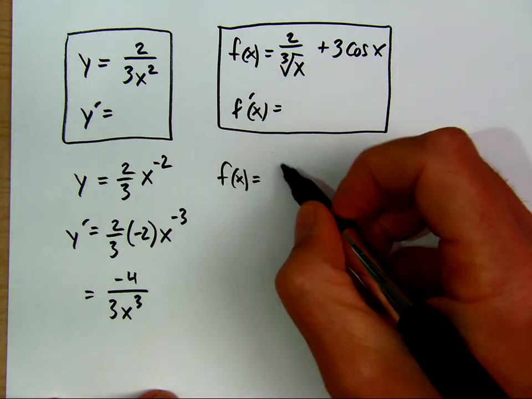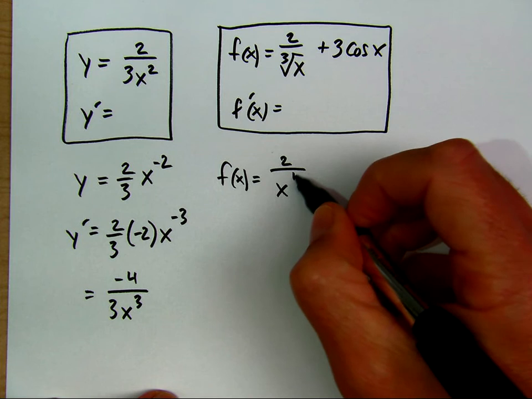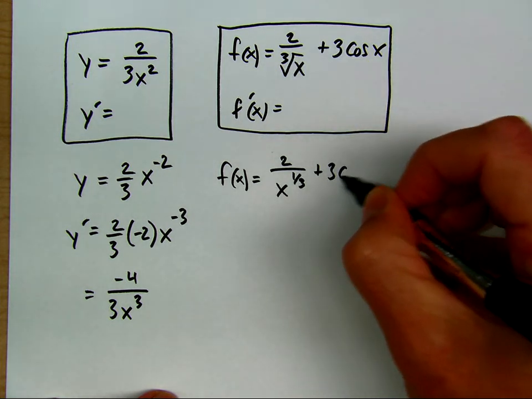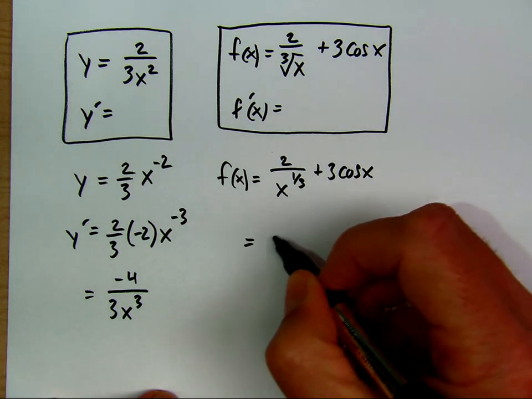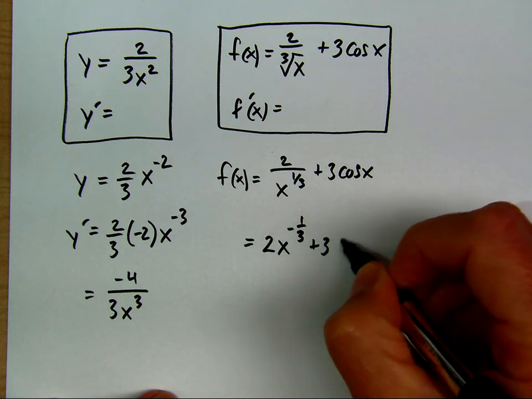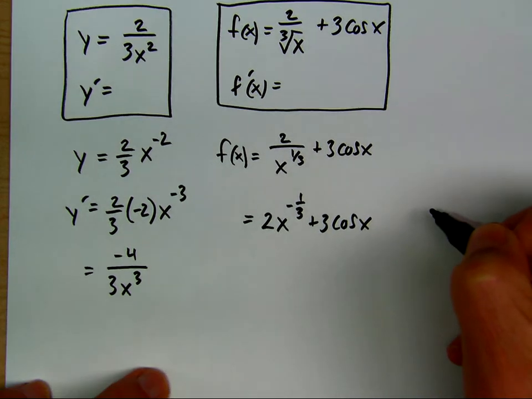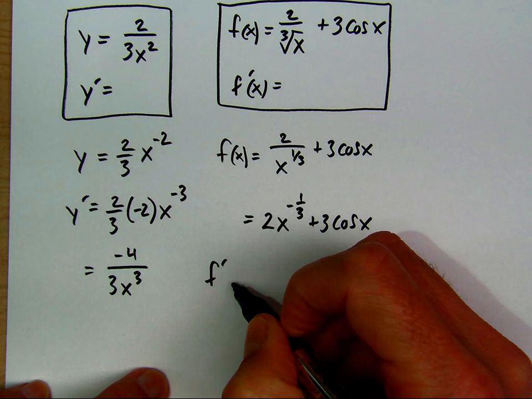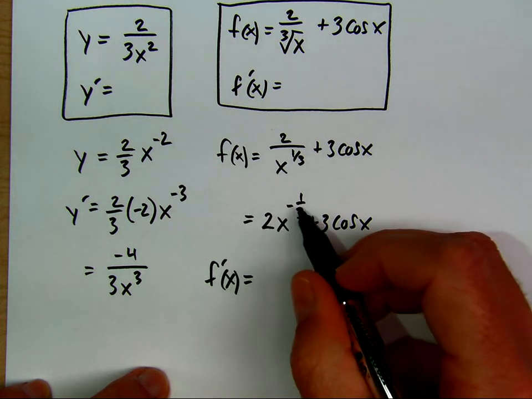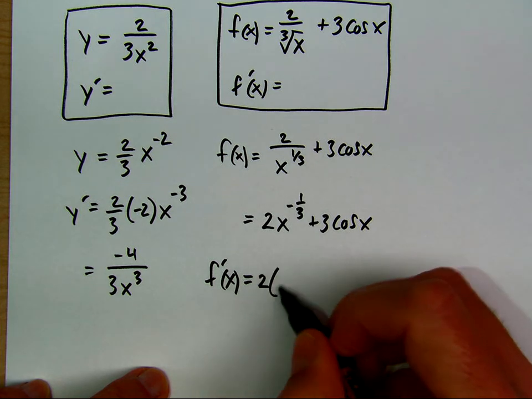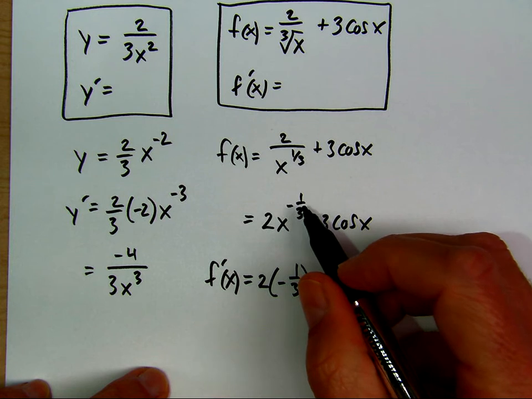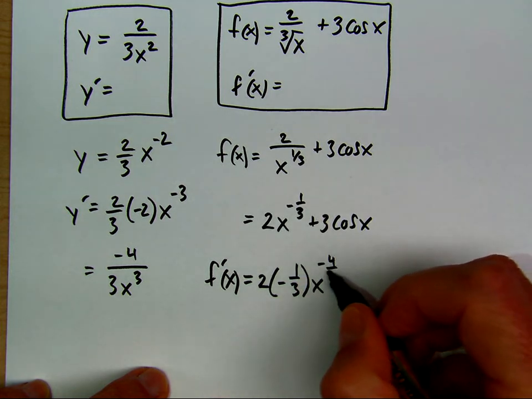Alright, so we can first write it as a fractional exponent. The cubed root is the 1/3 power. We can't use the power rule yet, so we have to rewrite it with a negative exponent. And now take the derivative and we'll multiply by negative 1/3, 2 times negative 1/3, and then we're going to subtract 1. That's subtracting 3 over 3, so now we have a negative 4 over 3.